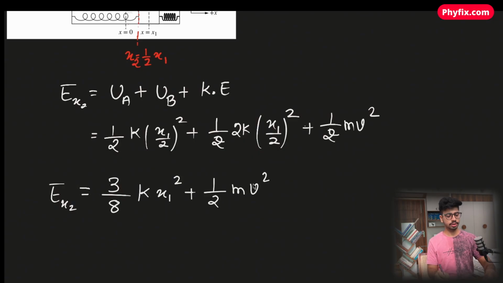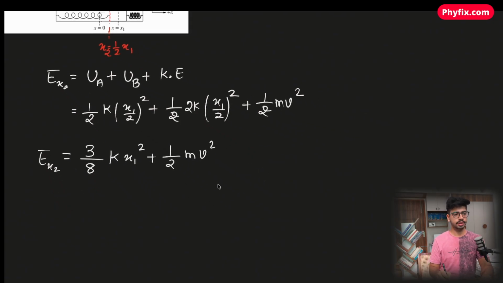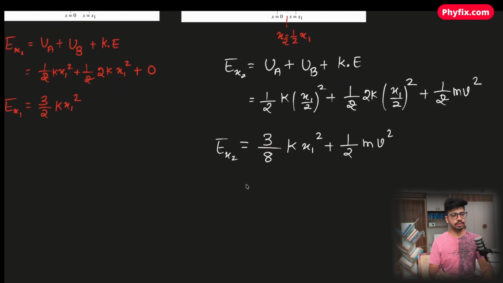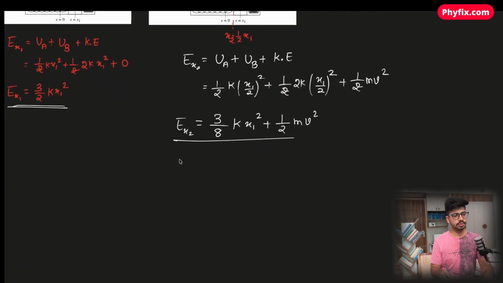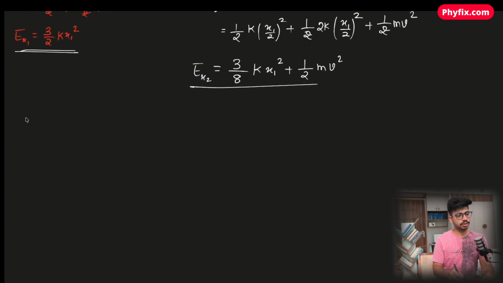So the total energy of the system always remains the same. Let's equate the total energy: total energy at x1 and total energy at this point. Let's equate, by conservation of energy.